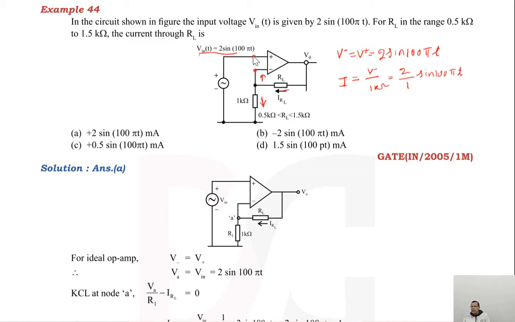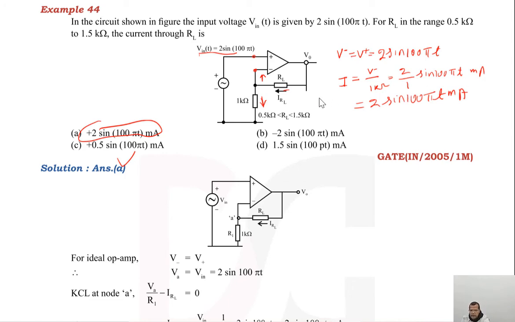That many milliamperes. Why milliamperes? Because I have written simply 1, it was 1 kilo ohm. So, it will be that many milliamperes. So, how much is this? 2 sine 100 pi t, that many milliamperes, and you can see this is your answer.